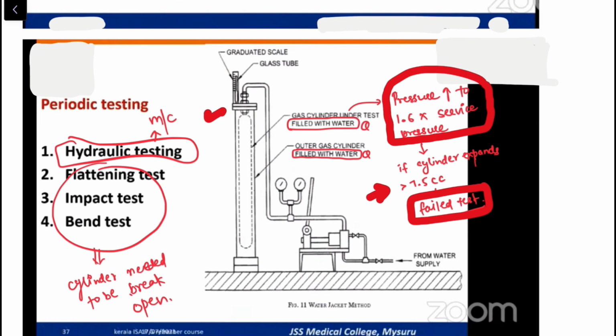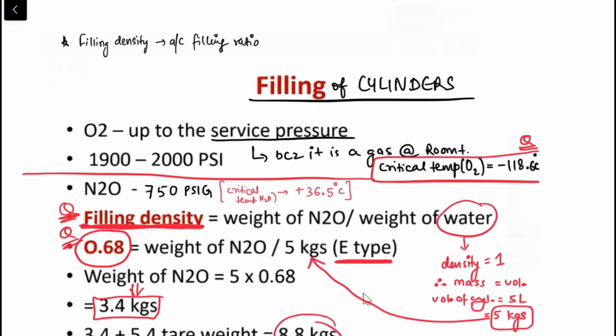Again, apart from the hydraulic test, we can do a flattening test, impact test, or bend test, just to check the quality of the cylinder.